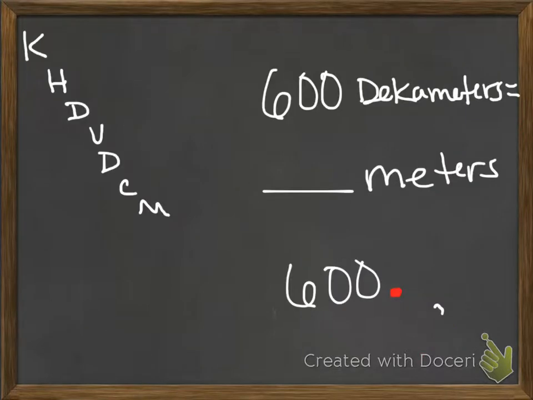So let's try another one. I've got 600 decameters. So I'm up here at this D that's close to the K, and I have 600. I'm going to put my decimal point after the whole number, and I'm going to meters. Well, meters is just this unit bar, so I'm moving to the right 1. So I move my decimal point to the right 1, over that imaginary 0, and that's 6,000 meters.